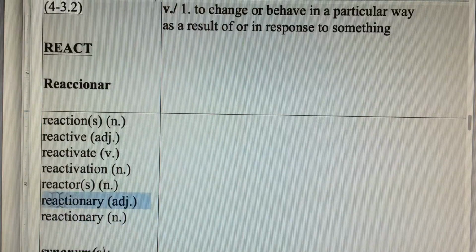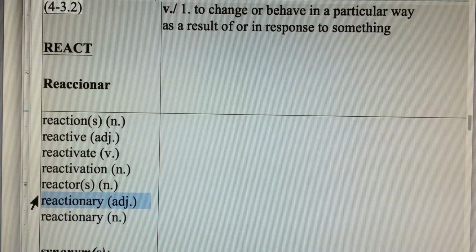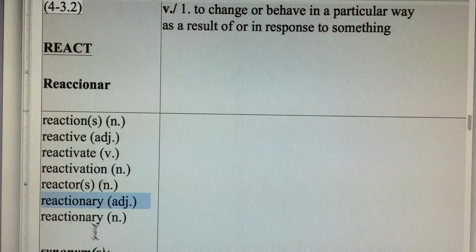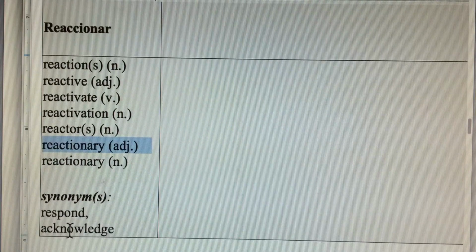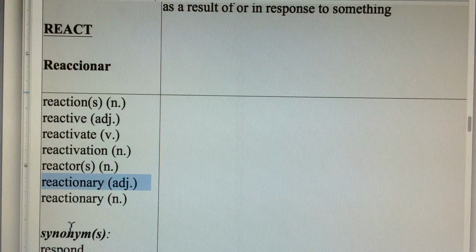And we can also use the word reactionary to describe them and their views. Reactionary. You'll learn more about reactionaries in your history and social studies classes.